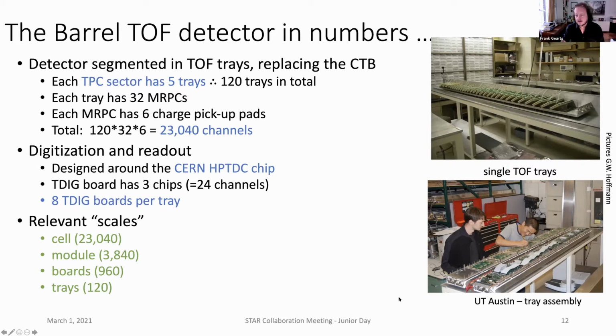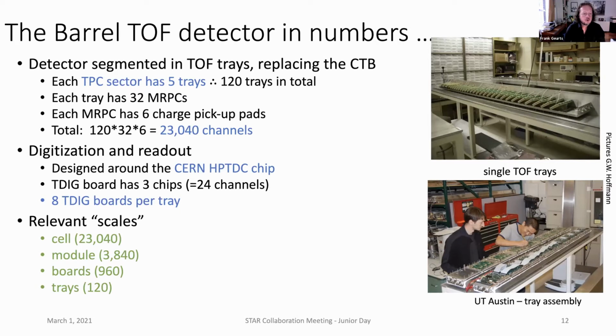So this is that. Here, I think this is Jared and Kohei, who at UT Austin were together with quite a few others working hard on actually assembling the trays, which means putting in the modules and then mounting the electronics. This was also a unique thing, that really the detector integrated the electronics in the tray, as you can see here. The digitization and readout really was designed around CERN's HPTDC chip, and I'll talk a little bit more about that one because it does play an important role in what follows next.